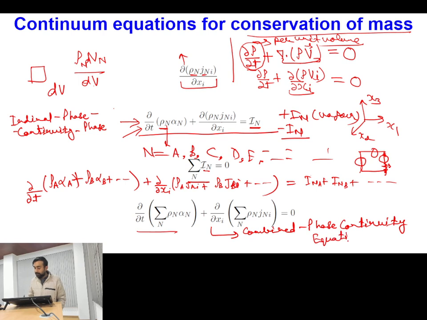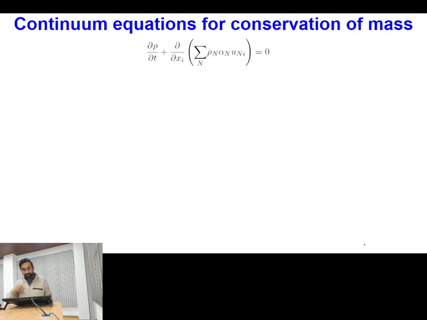Is this one clear? The way we are writing the individual phase continuity equations, if we take the sum of all the individual phase continuity equations, then ultimately what we will get is nothing but the combined phase continuity equation. Okay. Now, we will try to do some substitutions.